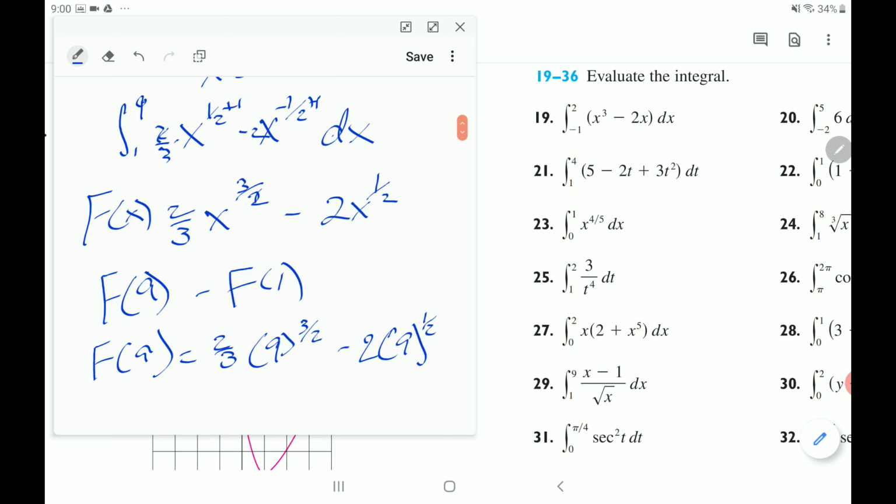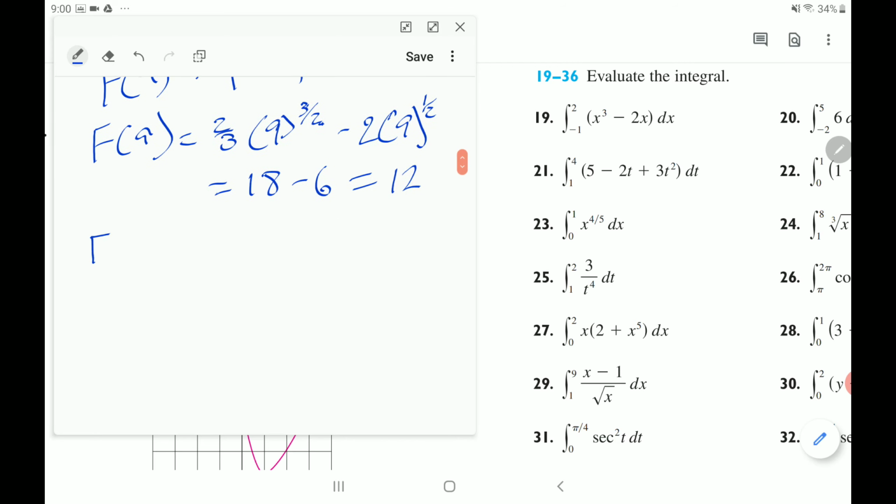Now, this means I'm going to take the square root of 9, which gives me 3, and then raise it to the 3rd power, which is 27. And 2/3 of 27 is 18. All right, so again, the square root of 9 is 3, so minus 6, that gives you 12. So F of 9 is 12.